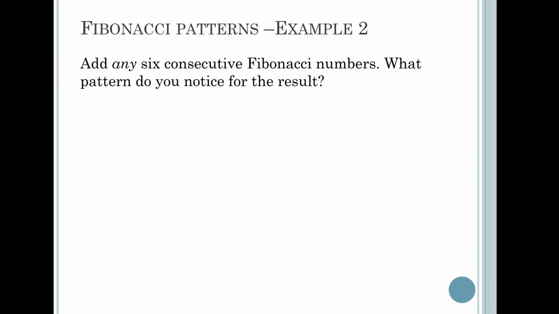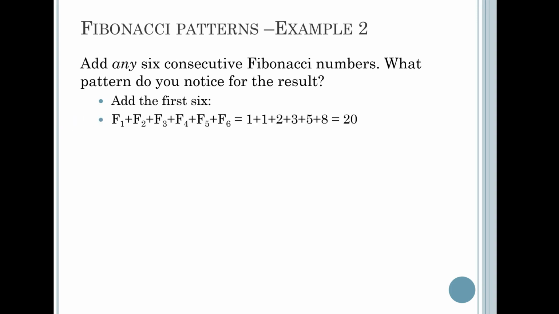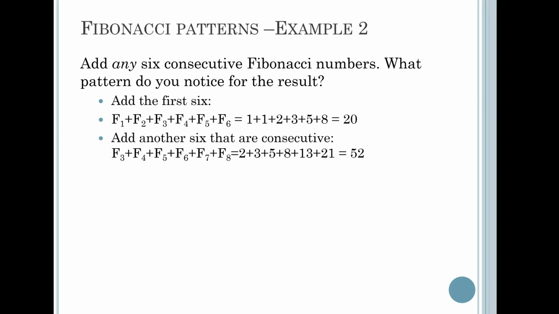Now let's look at another example. We're going to add any 6 Fibonacci numbers and see what pattern we notice. So 6 consecutive Fibonacci numbers. That means one right after the other. So for instance, the first 6, F1, 2, 3, 4, 5, and 6, we get 20. What if we add a different 6 consecutive numbers? You could pick any 6 you want that are one right after the other. So you could add F3, 4, 5, F6, F7, and F8, and you get 52.